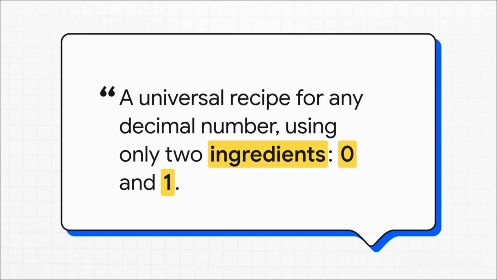I love thinking about it this way. It's not just a set of rules. It really is like a universal recipe. A recipe for creating almost any number imaginable, but you've only got 2 ingredients to work with, a 0 and a 1. And like any good recipe, it's got 3 main steps, or in this case, 3 key parts.